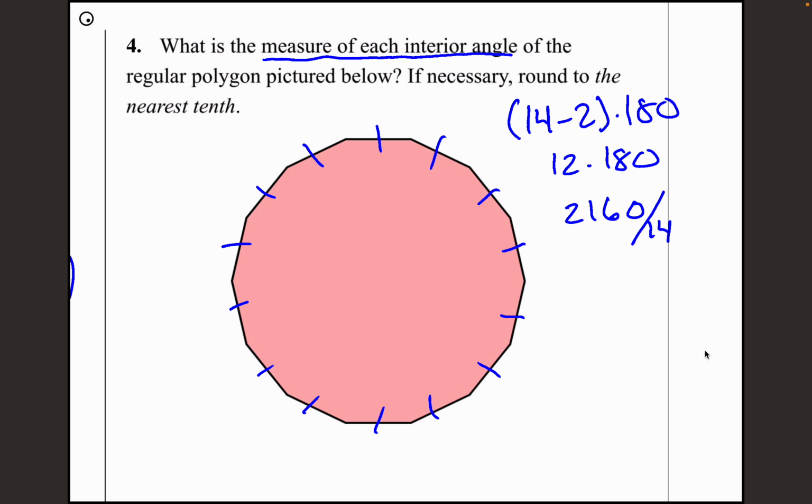Now, just make sure you catch yourself. I'm glad, Noah, you said 12, because you would think you do 12. But you need to make sure you divide it by how many sides. That's a common mistake, so just make sure you divide by the amount of sides. So who can tell me what 2,160 divided by 14 is? About 154.3 degrees. Okay, do we see what we did there?